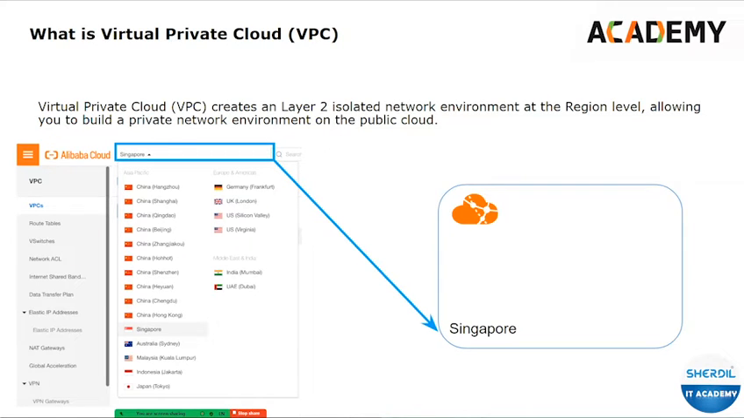So if you see in the diagram, a VPC creates a layer 2 isolated network environment at a region level, and it allows you to build a private network environment on a public cloud. First, we need to select the region from here, and once you select the region, you can provision your own virtual private cloud, and then after that you can create virtual machines.